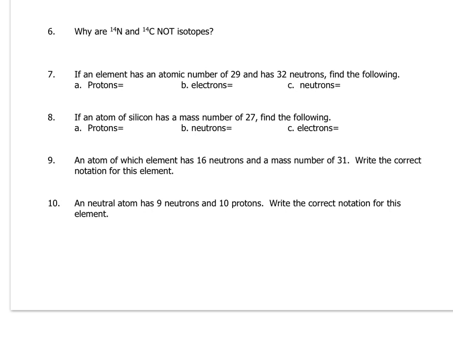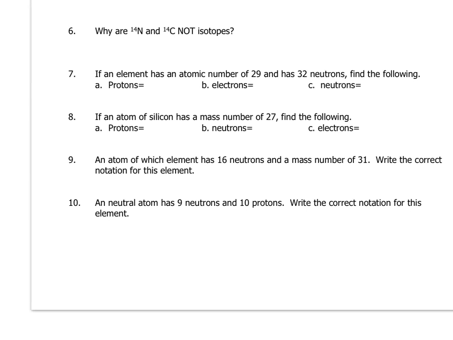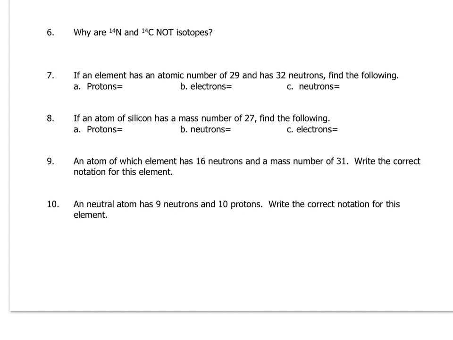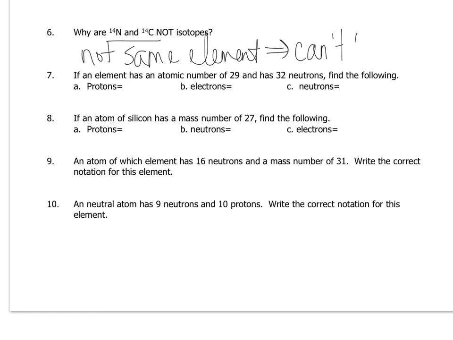So remember, our definition of isotopes was atoms of the same element. Since we've got N14 and C14, they are not the same element, and therefore can't be isotopes.